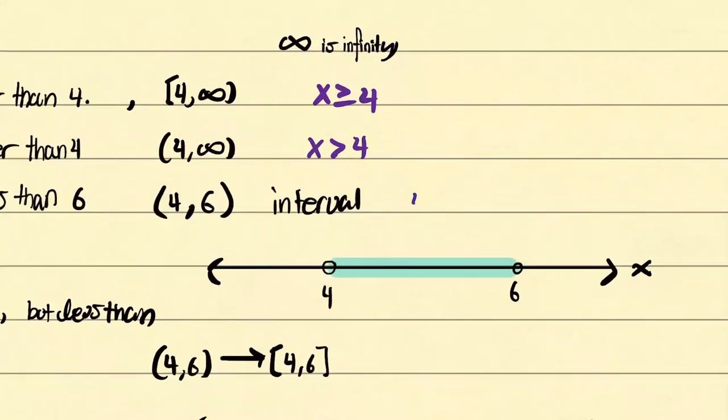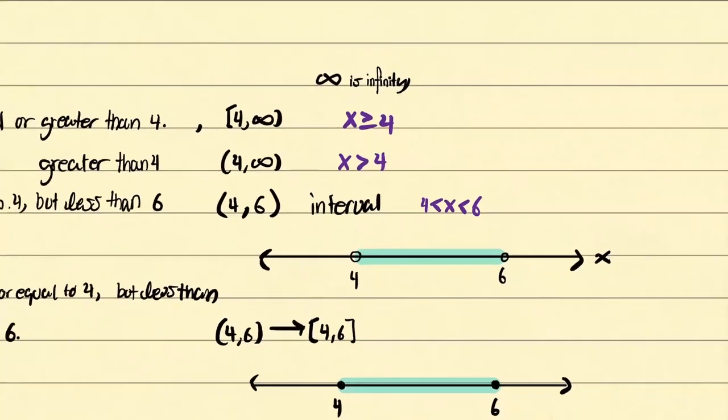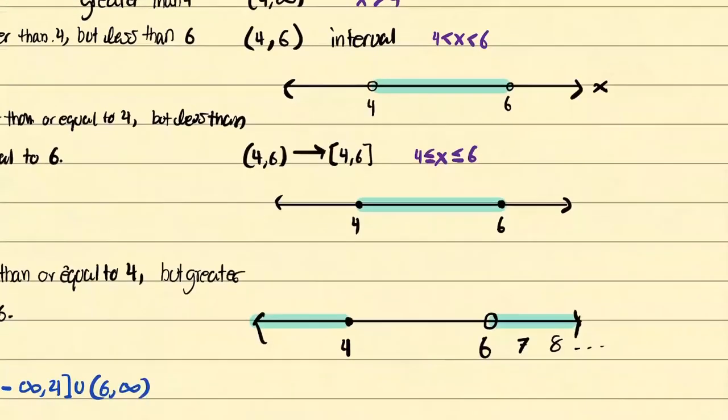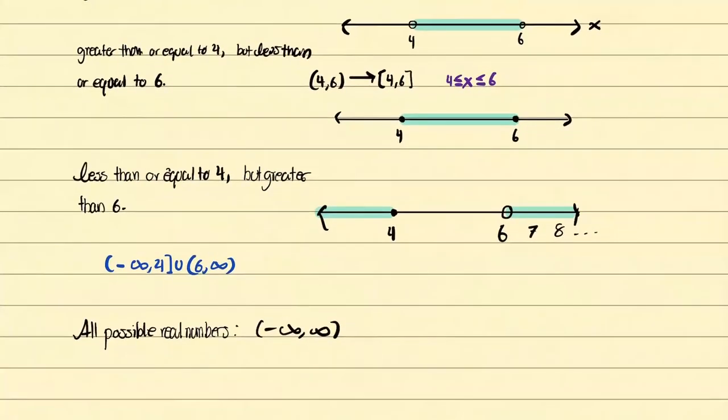This would be 4 less than x, less than 6. So x is greater than 4, but less than 6. This would be 4 less than or equal to x, less than or equal to 6. This would be x is less than or equal to 4, and this would be x is strictly greater than 6.